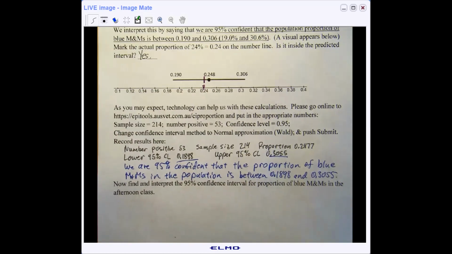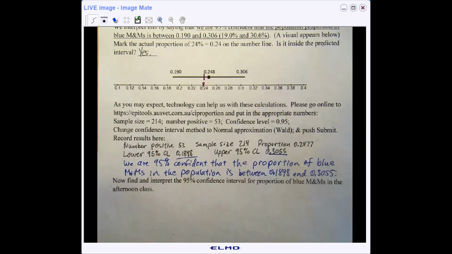Now, take a minute and find and interpret the 95% confidence interval for the proportion of blue M&Ms in the afternoon class. Then we'll come back and see what you did together and finish our video.